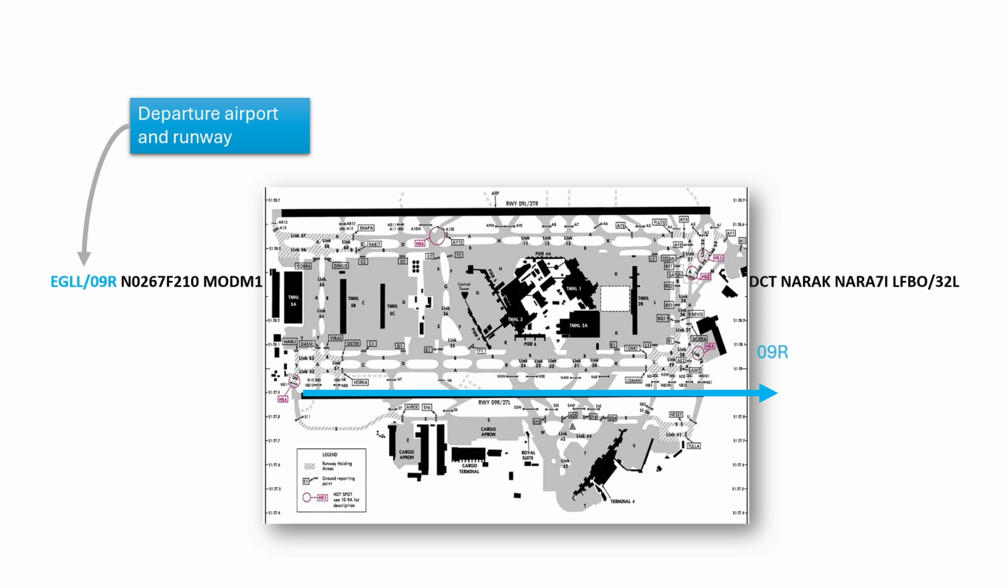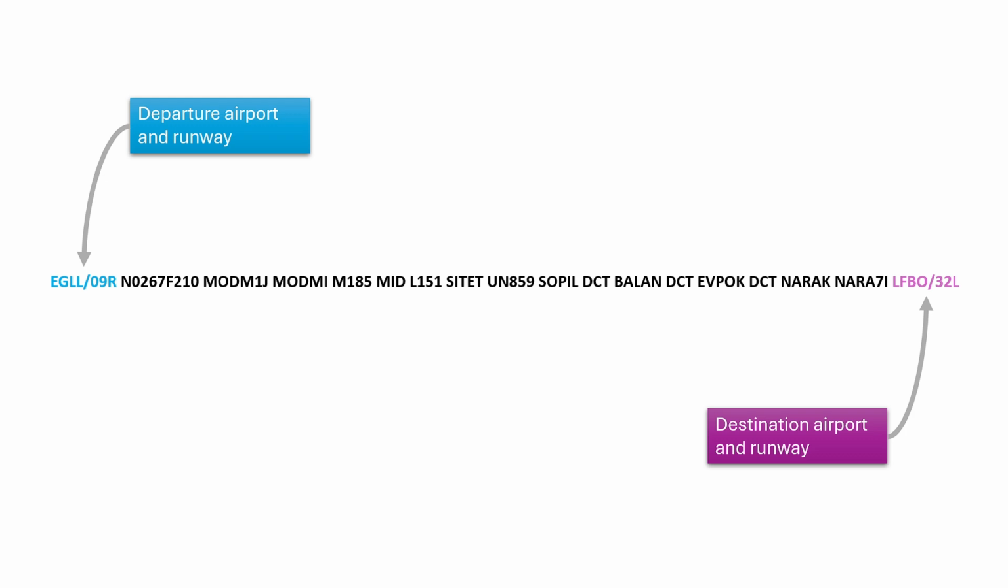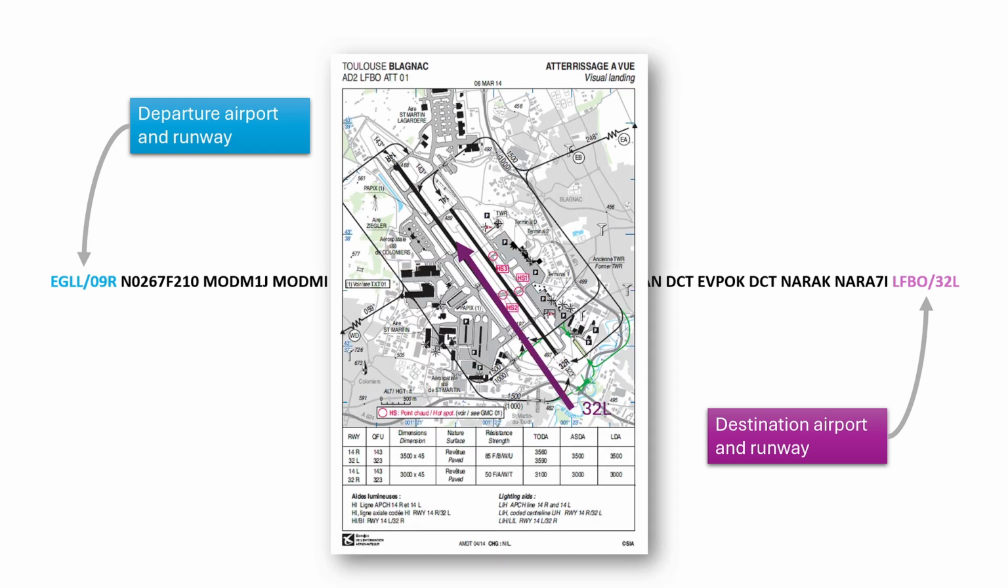And it's quite important, whatever source you can get the charts from, that you can see exactly what you're dealing with. At the very end of the code is the destination airport and runway. So in Toulouse with 32L will be the runway that we're intending to land on. There's 32L on the airport chart of Toulouse.